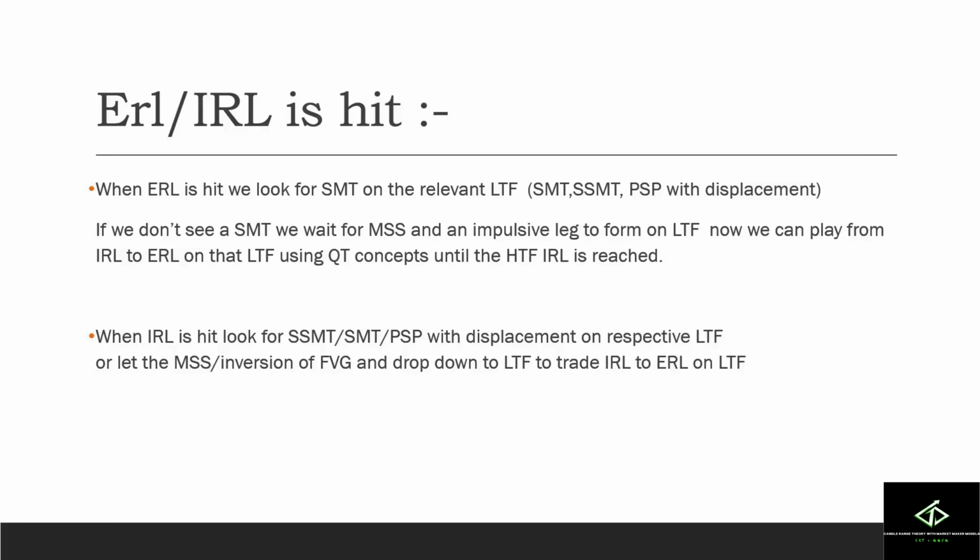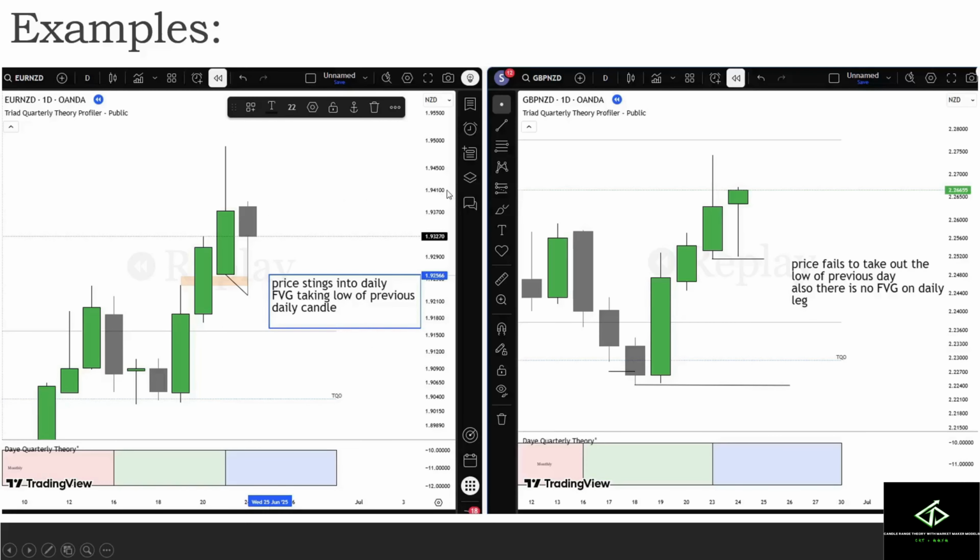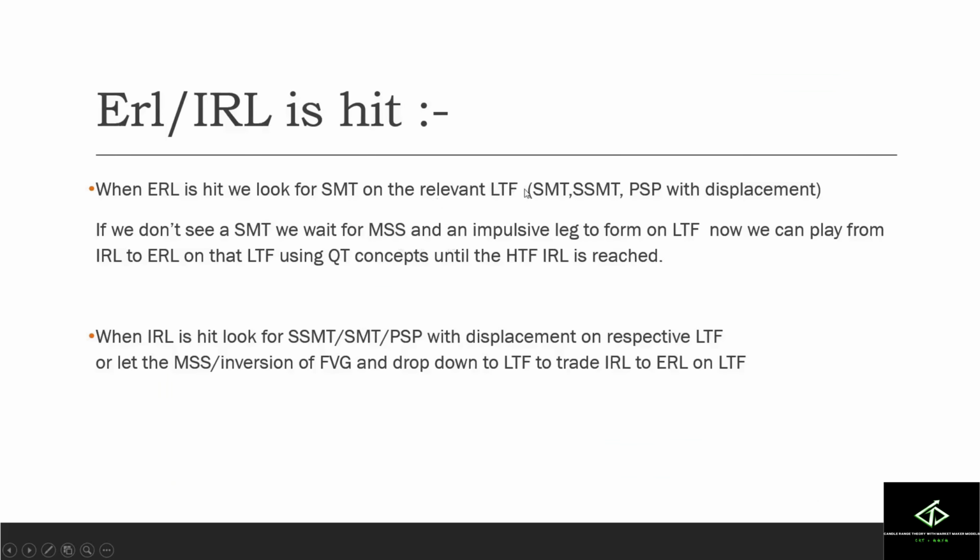So now, what are some key points that we need to look for once some of the liquidity, external or internal, is hit? When external is hit, we look for the SMT on the relevant time frame. It could be SMT, it could be SSMT, it could be PSP with displacement, right? These are concepts from the quarterly theory. I'm sure you must be aware of these. If you are not, I'll try to make some videos in future, but for now you can look on YouTube for videos about these concepts, so you have some idea of them. SMT and SSMT I did cover in the previous bias video as well, so you can check there.